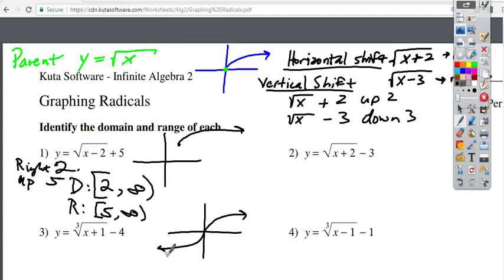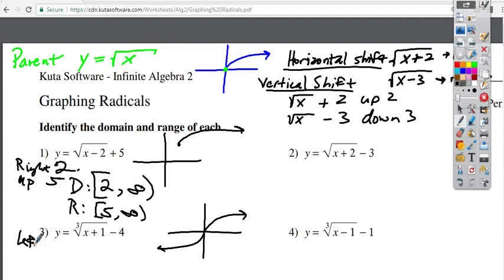Now, notice I have some negative x values over here. That's allowed for a cube root, because if I take the cube root of -8, what do I get? -2. You can take the cube root of a negative and get a negative answer. But can you take the square root of a negative? No, unless it's the imaginary number system. This is all real number system. So for square root, I can't have any negative x values, but for cube root, I can. That's why we have this negative portion here. Now, again, what does this +1 tell me to do? Left 1.